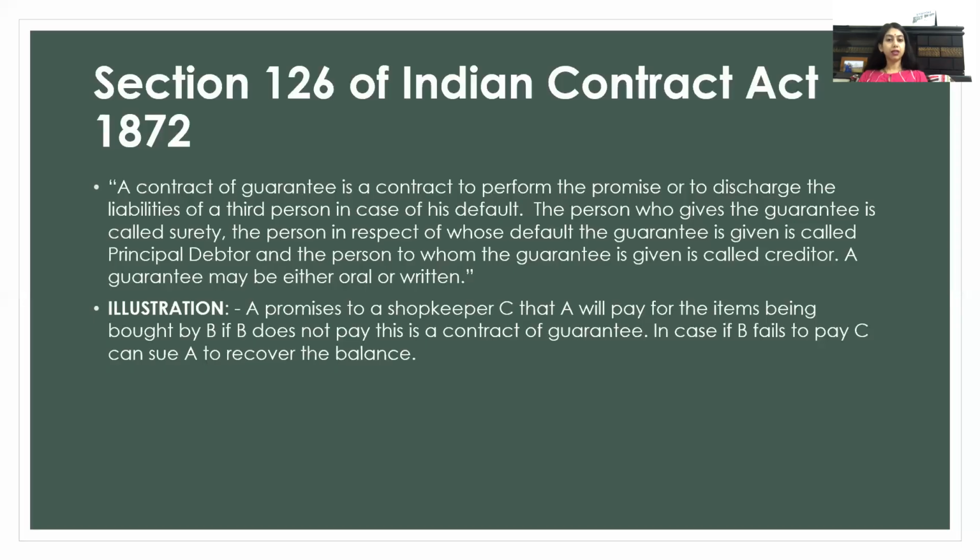If B makes a default, means the principal debtor makes a default in the making of the payment to the shopkeeper, then the surety will make the payment and will discharge the liability. That's why in the very beginning, discharge the liability of a third person is given in section 126.